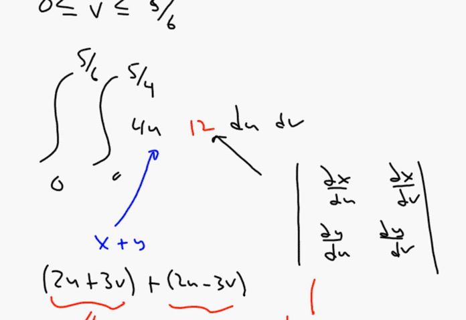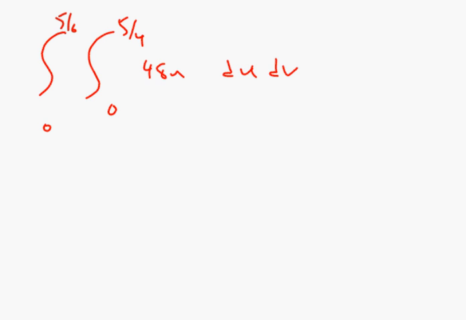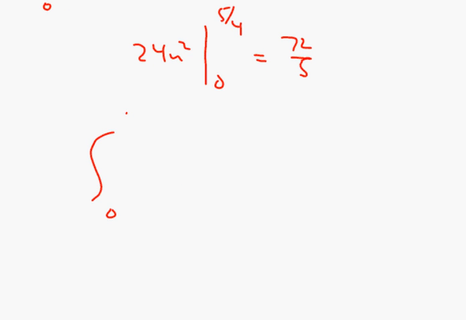And if you look at this integral, first of all, there's only one integral, and the limits of integration are constants. So this is really not complicated compared to the way we would have had to do it otherwise. This is going to become 48u du dv, from 0 to 5/4, 0 to 5/6. All right, so we'll finish this up in a couple of minutes. The first antiderivative is going to be 24u squared, evaluated from 0 to 5/4. If you do the math there correctly, you'll get 75/2.